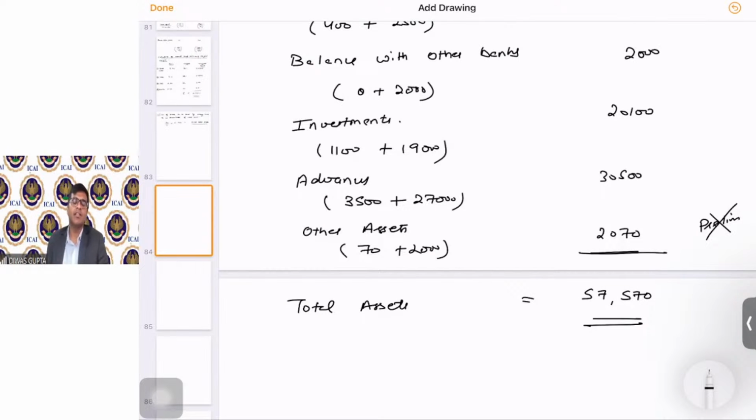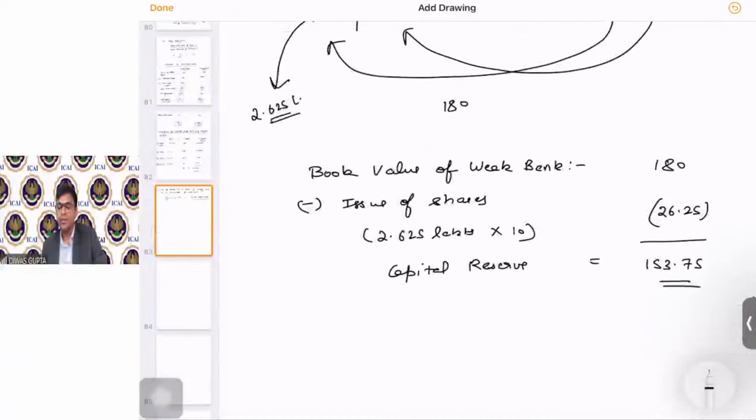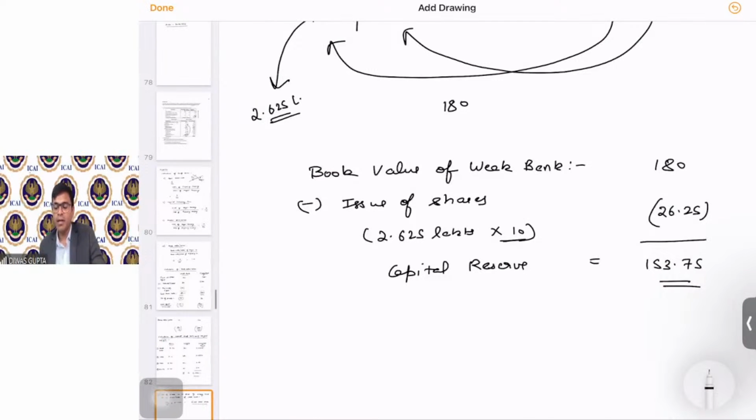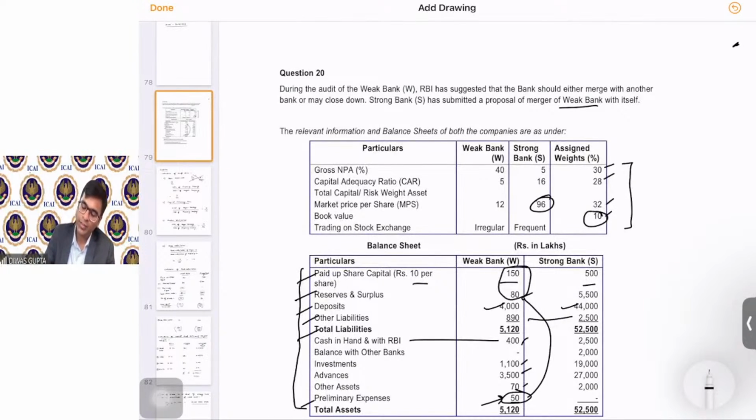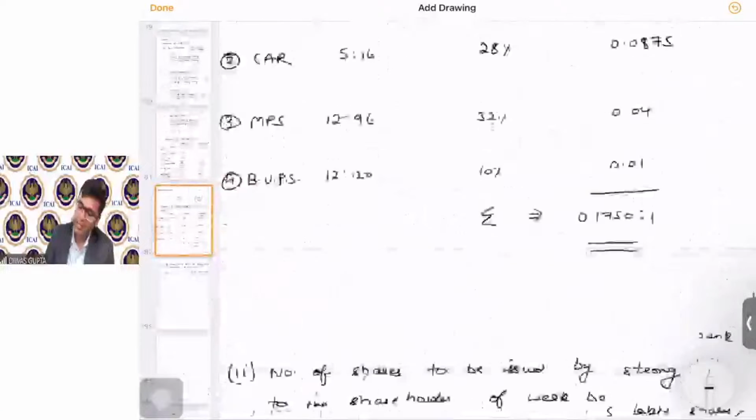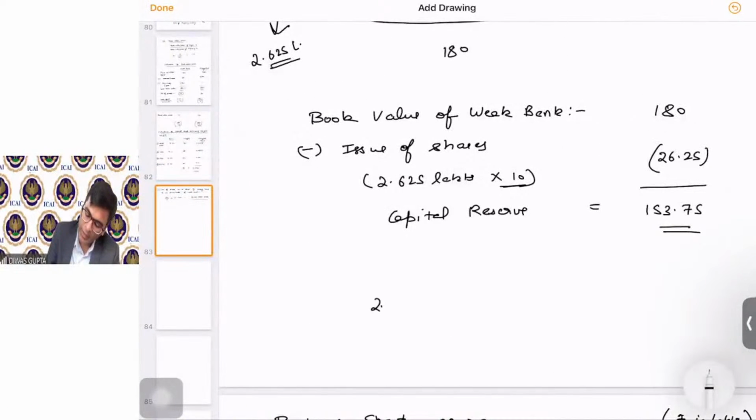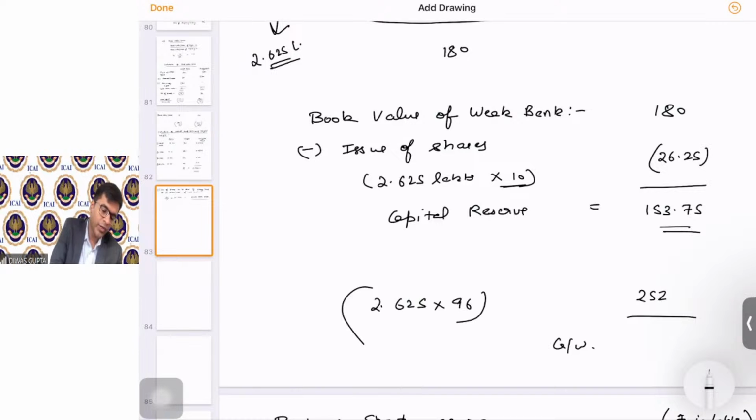Mohammed Abdul Rahim has asked a very good question, and I really appreciate that. Some of you might also be thinking that while I've calculated the capital reserve here, I have taken the issue price as the book price, the face value, not the current market value. The current market value is 96. Had I issued these shares at 96, then my goodwill or capital reserve calculation would have been different. It would have been 2.625 into 96, so 252. The goodwill would have come as 252 minus 180, so 72 of goodwill. You can do it that way as well, Mohammed.